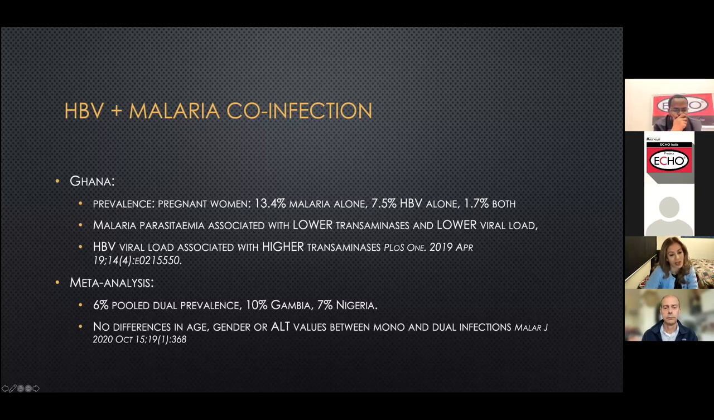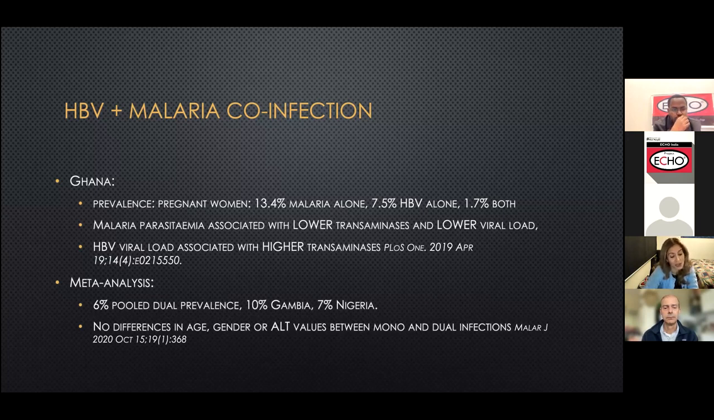So the question that they raised was whether there was an immune interaction happening amongst these patients such that having Hep B was actually somewhat protective against malaria. And a meta-analysis that was published in 2020 looked at all of the studies that had been published on Hep B and malaria together, and they said that there was a 6% pooled dual prevalence of the disease. A couple of other studies, they quoted 10% in Gambia and 7% in Nigeria.